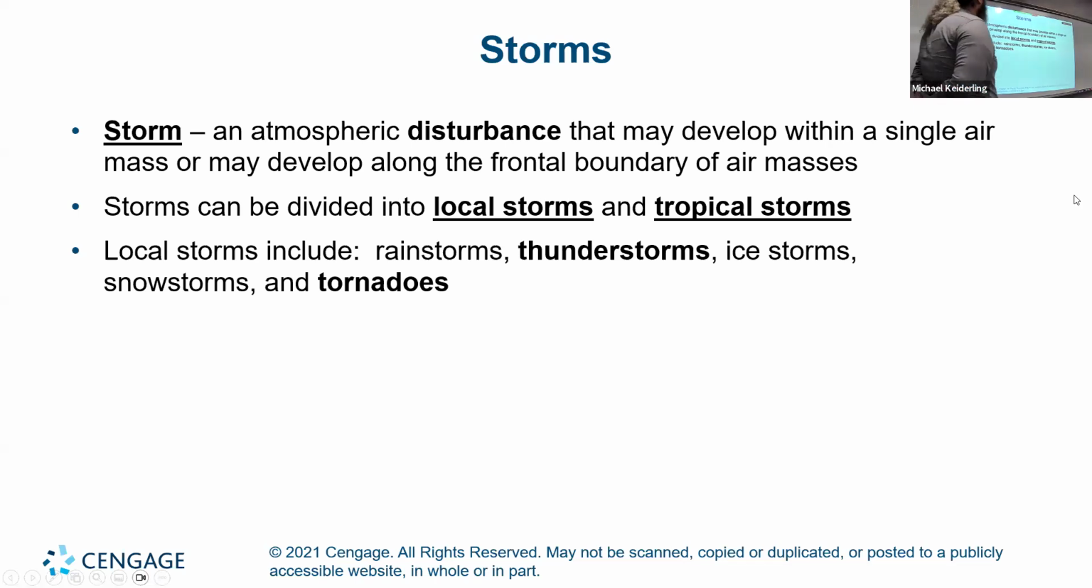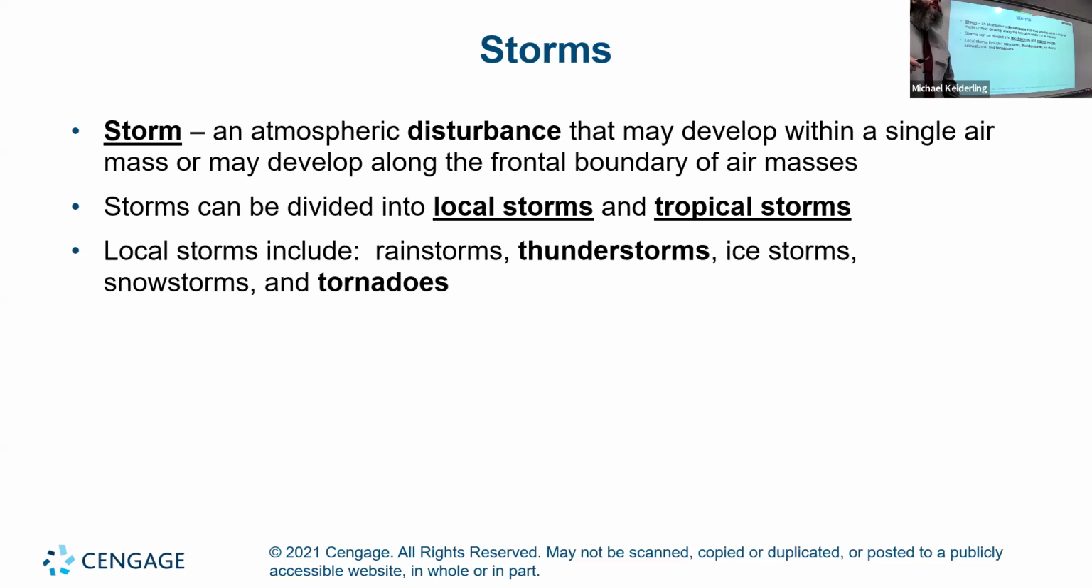So a storm is an atmospheric disturbance that can develop within a single air mass or may develop along the boundary between air masses. And storms can be divided into two types: local storms and tropical storms. Local storms are what we generally encounter: rainstorms, thunderstorms, ice storms, snowstorms, and tornadoes. Tropical storms are those massive storms like hurricanes and cyclones and whatever the heck Superstorm Sandy was.